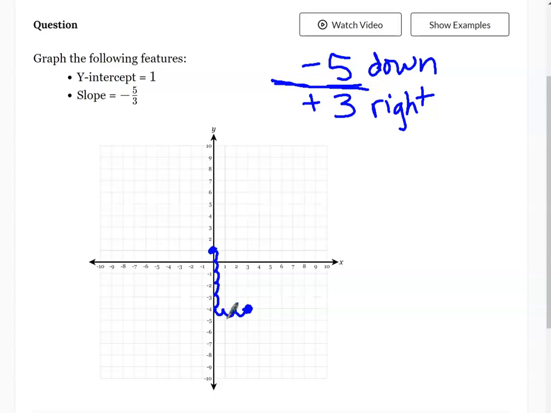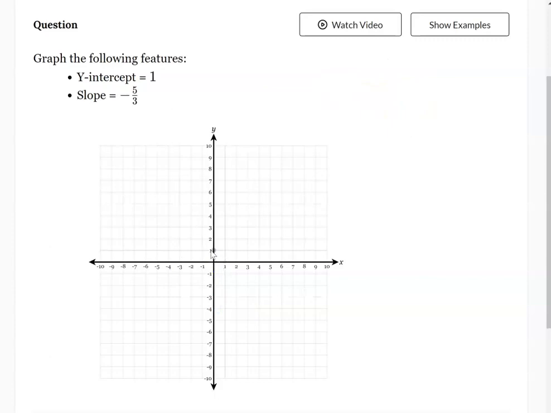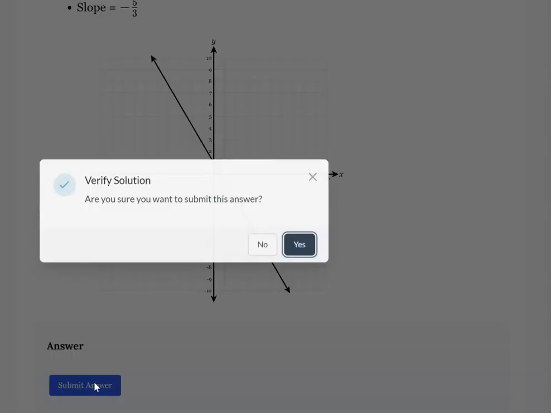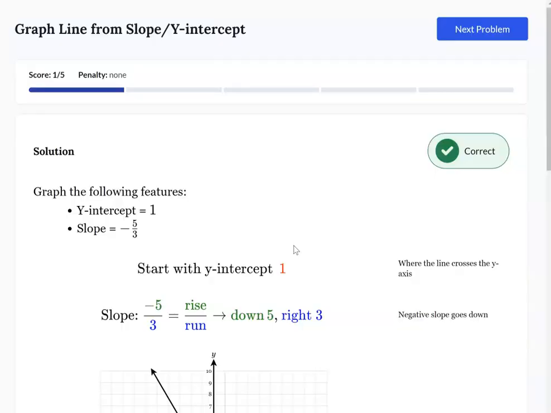So when you're using the Delta Math app, what you're going to do is click one time at the y-intercept and then drag your mouse or trackpad down 5 and then 3 to the right, and you'll see a line appear. Click one time in that location and you're done. Submit your answer and let's try another one.